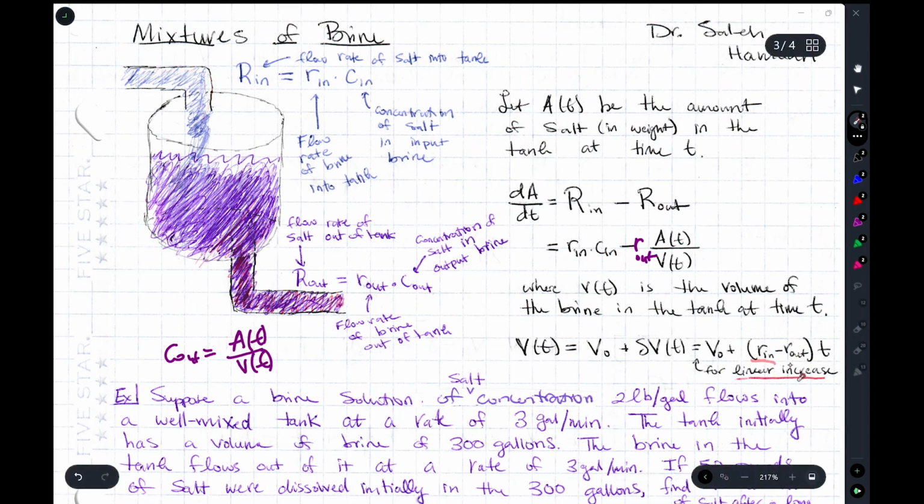In general, if R in and R out are constant, then we could write this delta V as R in, the flow rate of the brine going in, minus the flow rate of the brine going out, times t. So if you're pumping in more than you're pumping out, but the amount is constant, then we just get this simple relation with respect to time. And I write here, to go from this general form to here, you assume linear increase, which just basically means that R in and R out are constant.